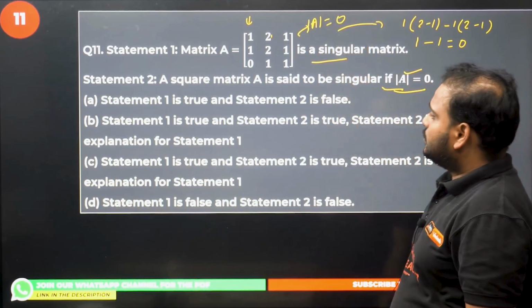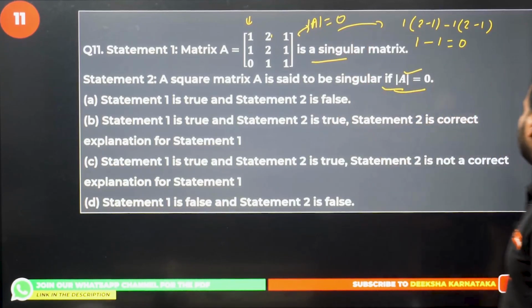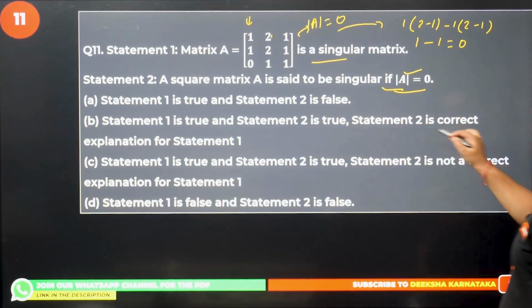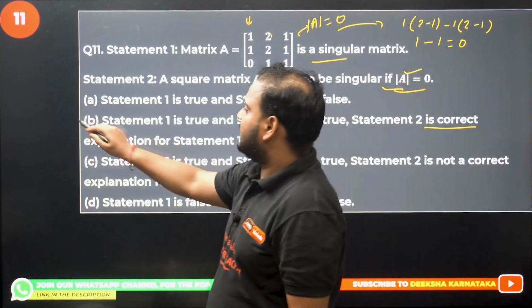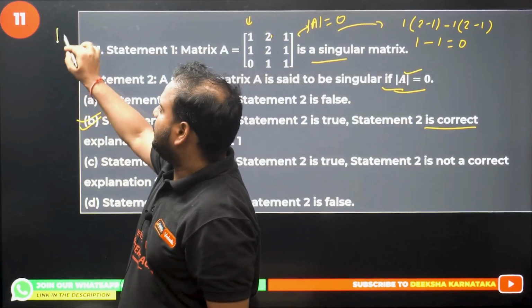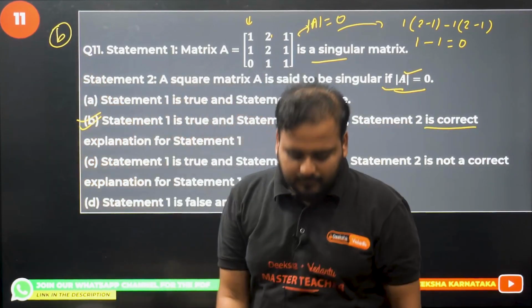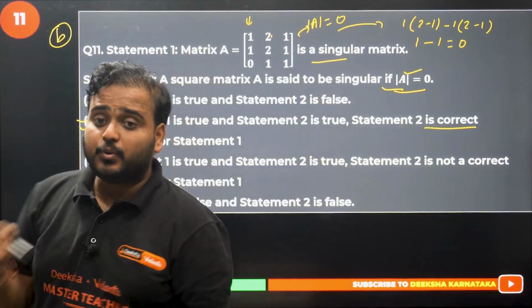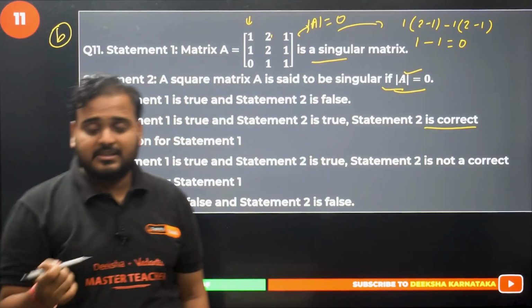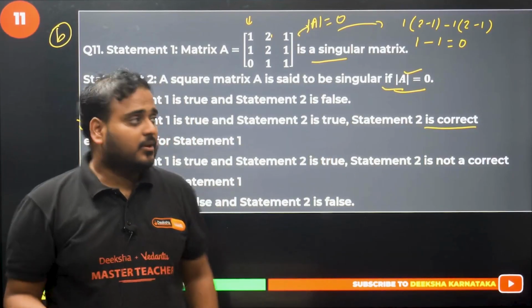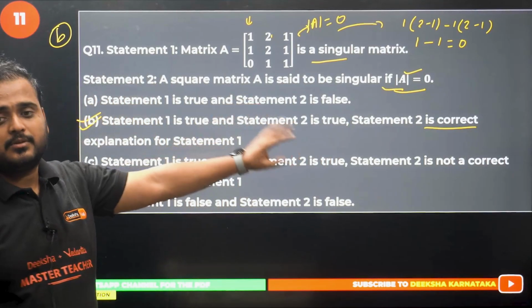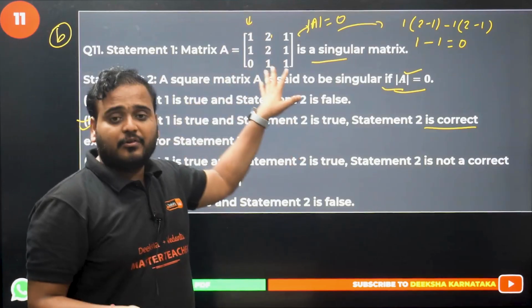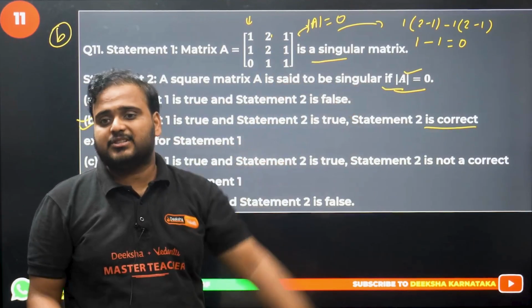Okay, so both the statements are true, and it actually explains it, right? Option B is the right answer. Correct? Since the determinant value of the matrix A is equal to 0, that's why it is a singular matrix. That's how we define a singular matrix. Okay, so I hope this is very much clear. If you're not clear with the calculation, solve it on your side. Check whether the determinant is coming as 0 or not.